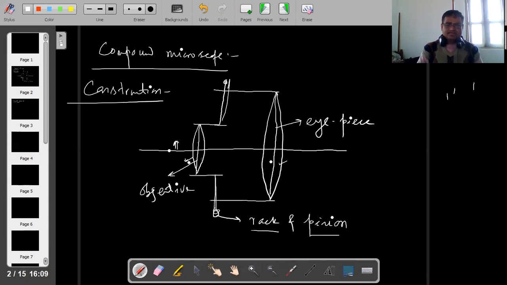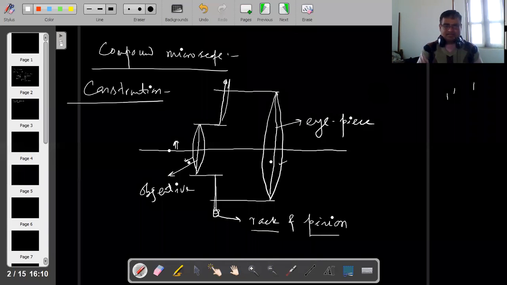Write down. The aperture of objective is very small than the aperture of eyepiece. The focal length of objective is very small than the focal length of eyepiece. Is that clear? Understand this?